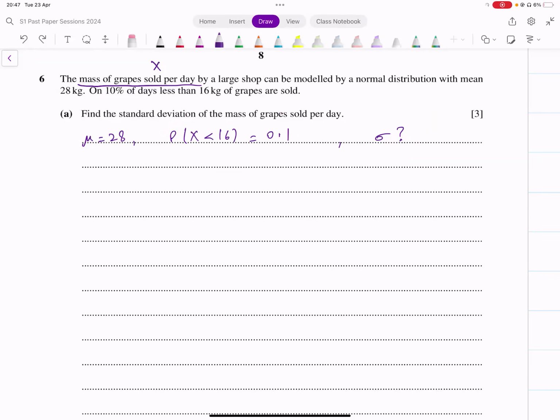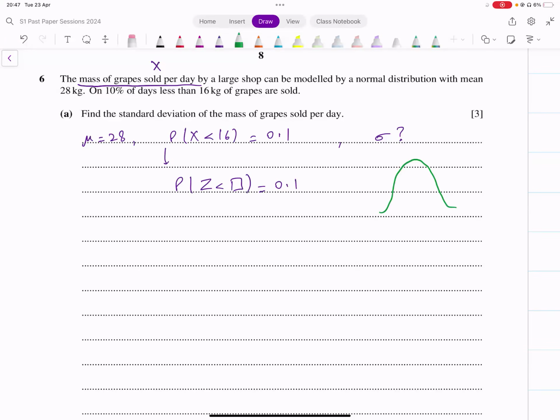Now, how do you find this? How do you find the value of standard deviation? Let's first write this in terms of Z. So it becomes the probability of Z less than some number equals 0.1. Now, the first thing we have to do is figure out whether Z is positive or negative. How do you figure that out? Using the normal distribution curve.